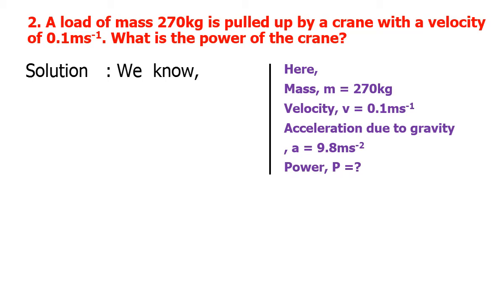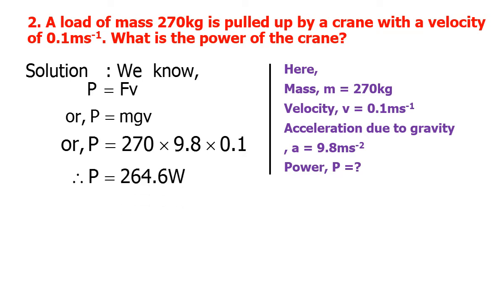We have to calculate the power, and we know there is a relation between power, force and velocity, which is P equals F into V. Here V is given, but the value of force is not given, so we need another formula to calculate the force, and we know force equals mg, so our formula becomes P equals mgv. If we put the values of m, g and v in the equation, then we get P equals 2.2646 watt. That is the answer.